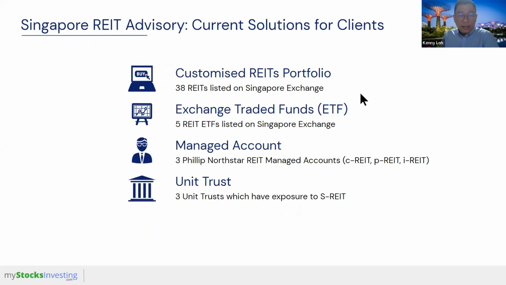One is I can help a client customize a REIT portfolio, because there are a total of 38 pure REITs on the Singapore Stock Exchange. Not all the REITs are good, only half of them are good. So instead of doing analysis one by one, I can straight away help the client build out the portfolio. The other way is I can also offer ETFs. There are a total of five REIT ETFs listed on the Singapore Stock Exchange. If you don't know how to choose, you can go through the advisory, and I can help you build up the ETF portfolio also. Besides that, there is a REIT managed account for investors to consider. And lastly, there are also unit trusts which have exposure to S-REITs in Singapore.